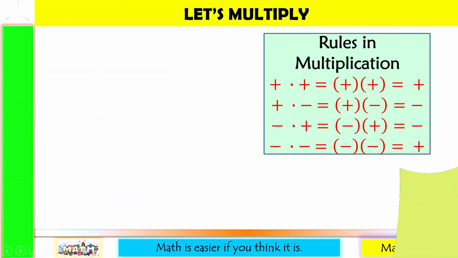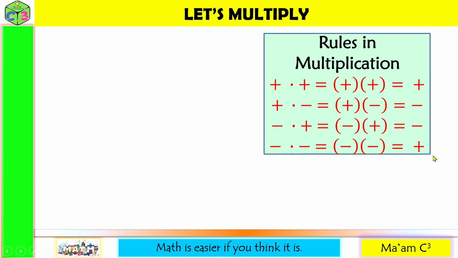This time, let us multiply. Here are the rules in multiplication. When you multiply two positive numbers, the product is positive. When you multiply numbers with different signs such as positive times negative or negative times positive, the product is negative. When you multiply two negative numbers, the product is positive.